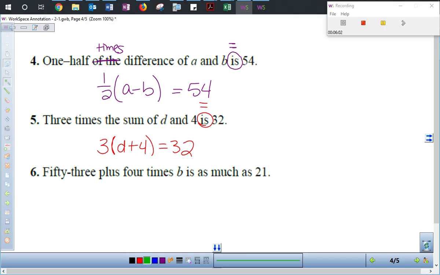Number 6, 53 plus 4 times B is as much as 21. So that's a big phrase that represents the equal sign there. What I'd like you to do is pause the video and try number 6 on your own. Hopefully you got 53 plus 4 times B equals 21.